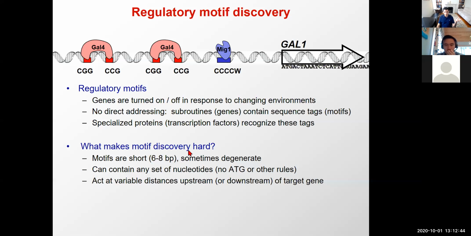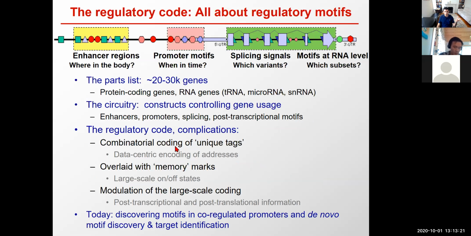And what makes motif discovery hard, as opposed to, say, gene finding, where you always have an ATG, you always have the same splice acceptor and donor, a branch site, and so on and so forth, and a particular codon pattern, is that motifs are very short. They're sometimes degenerate. For example, the MIG1 motif is CCCCW, which is A or T, a weak base with only 2 hydrogen bonds. They can contain any set of nucleotides. There's no ATG, there's no other rules. And they also act at variable distances upstream and downstream of their target genes. So that makes discovery of these motifs very, very hard.